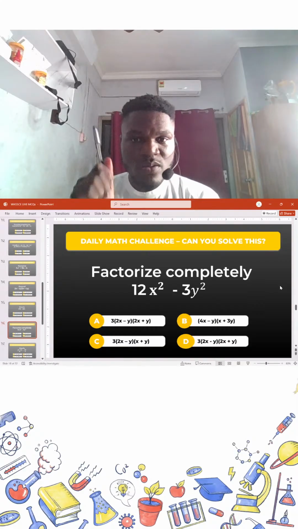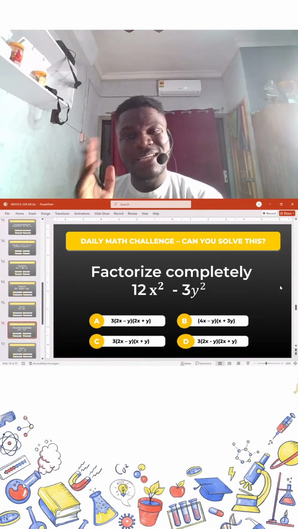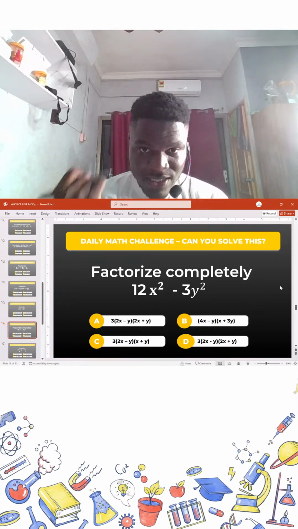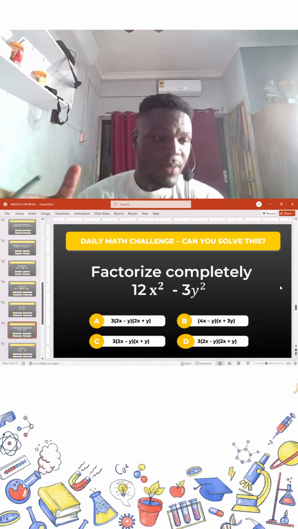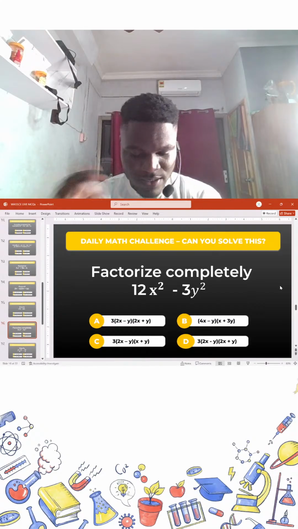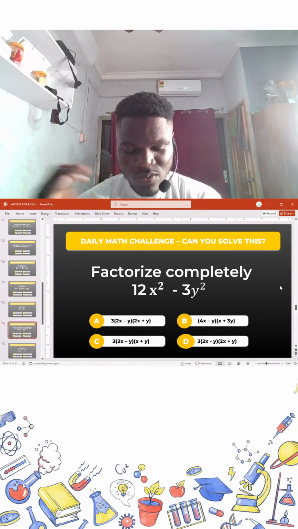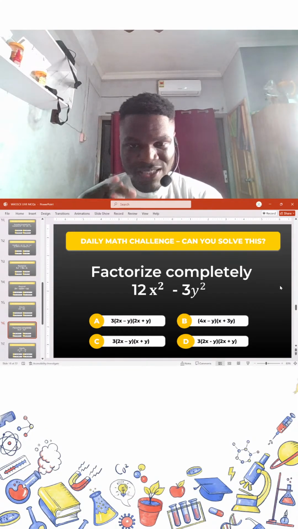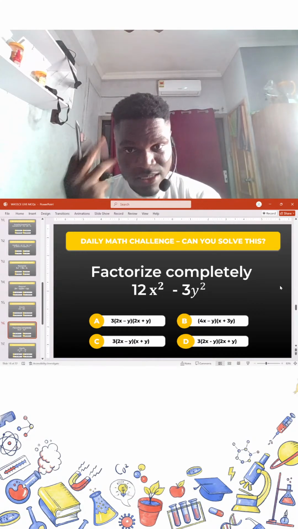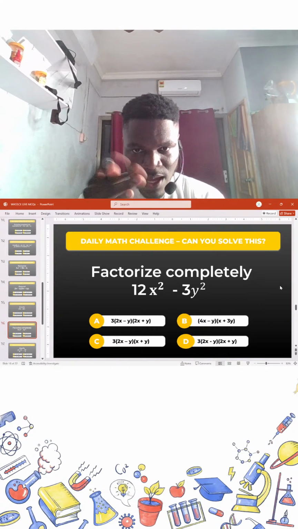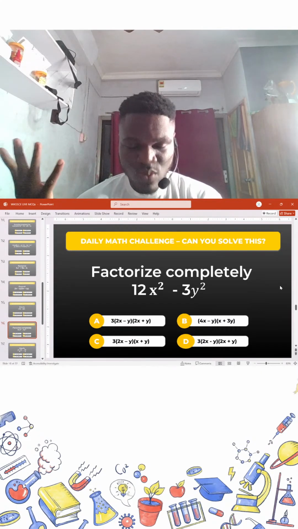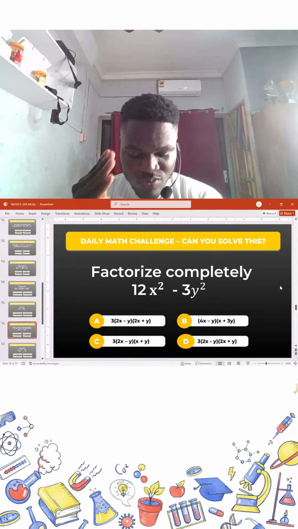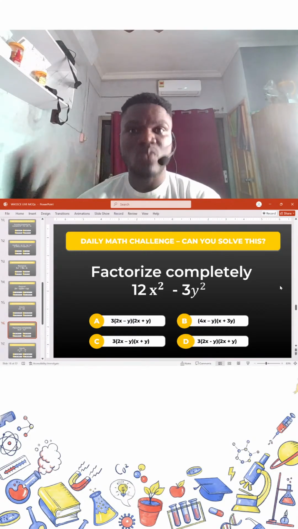All right, so over here we have to factorize completely 12x squared minus 3y squared. If you look at this, the first thing we need to do is to factor out a common number or factor. So we have the expression 12x squared minus 3y squared. Now, if I look through this expression, 3 is common. If I bring 3 out, I'm going to have outside the bracket 3 into bracket 4x squared minus y squared. That is what is left.